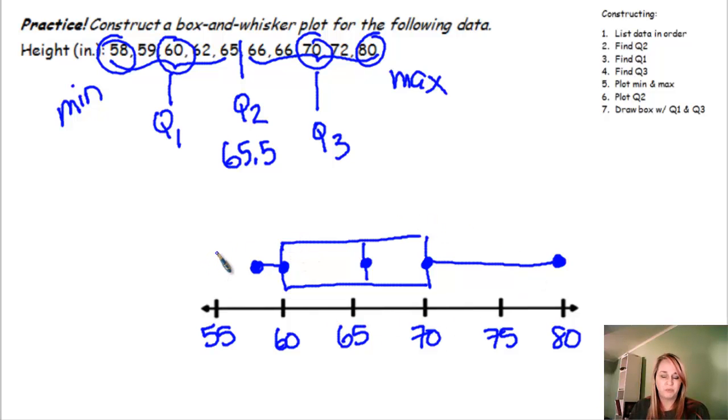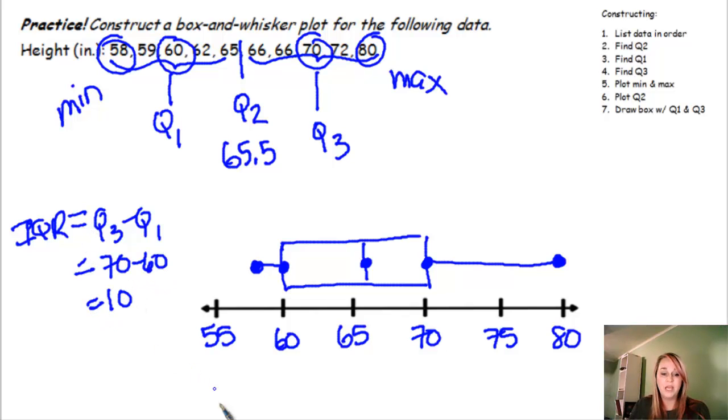Now, we talked about outliers before. And outliers are anything that is more than 1.5 times the interquartile range away. Let's see. The IQR for this one is 70 minus 60. Remember, Q3 minus Q1, which gives us 70 minus 60, which means 10. Now 1.5 times that gives us 15. So anything that is 15 away from our middle, our Q2, is considered an outlier.